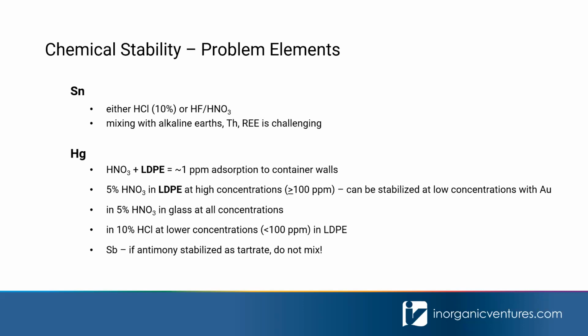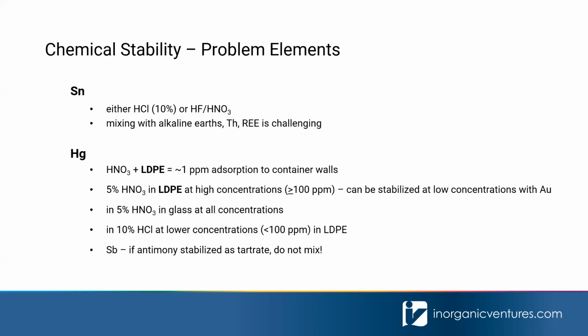Go to lower concentrations, generally below 1 part per million, and you're going to want to stabilize those with gold. And we can talk a little bit more about those details. If you are working in glass, mercury loves it. 5% nitric, doesn't matter what the concentration is, you're good to go.